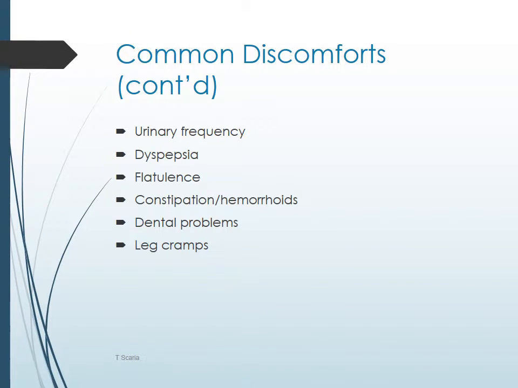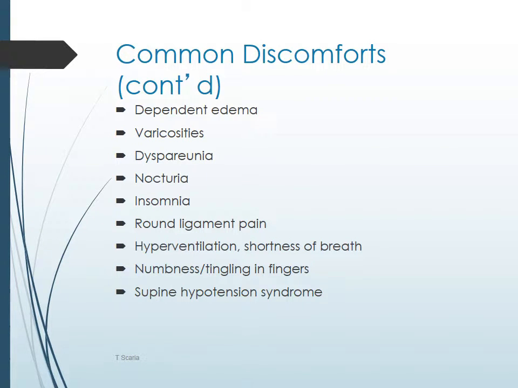Pregnant women may experience urinary frequency, dyspepsia, flatulence, constipation and hemorrhoids, dental problems, leg cramps. All these are due to physiological changes. Pregnant women may also complain of dependent edema, varicosities, dyspareunia, nocturia, insomnia, round ligament pain, hyperventilation and shortness of breath, numbness and tingling of fingers, supine hypotension syndrome. All this could be due to physiological changes or psychological changes during pregnancy.